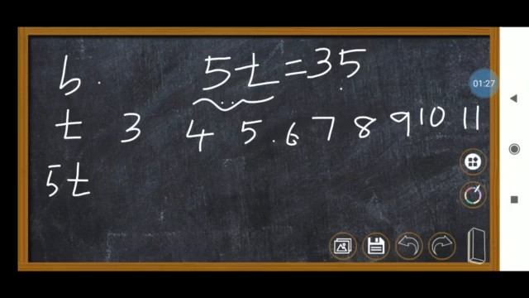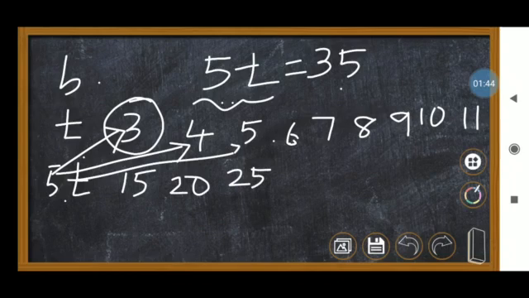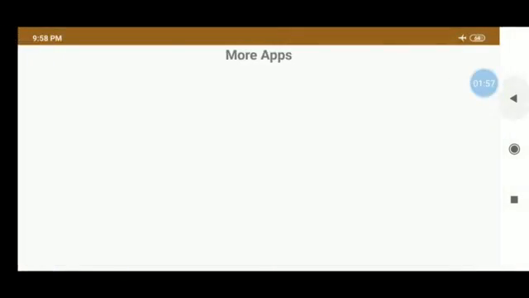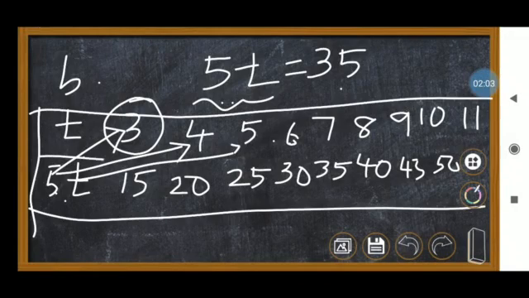For the first one, instead of t, you have to put 3. So 5 into 3, what is the value? 15. Next, 5 into 4, 20. Next, 5 into 5, 25. 5 into 6, 30. 5 into 7, 35. 5 into 8, 40. 5 into 9, 45. 50, 55. So this kind of table will go. If you make the tabular column, it will go like this.